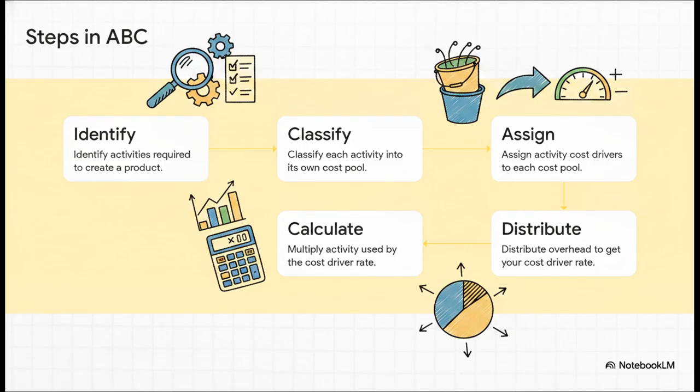First up, you identify the core activities required to make your product, say inspecting parts. Next, you classify each of those into its own cost pool, which just means grouping the total overhead for that specific activity. Step 3 is absolutely crucial. You assign a cost driver. This is the trigger that actually makes the cost fluctuate, like the number of parts you inspected. Fourth, you distribute the total overhead by those cost drivers to figure out your exact rate. And finally, you multiply the activity used by that specific rate. This laser precision, it's exactly what makes this tool so incredibly powerful.